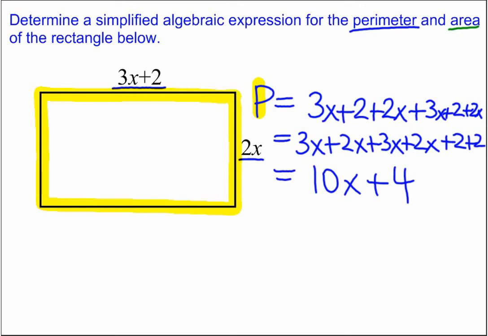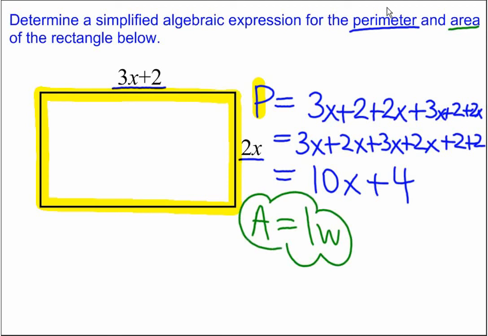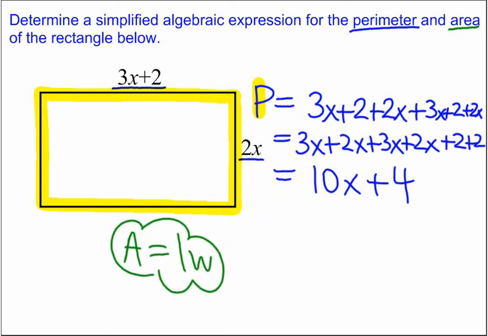Let's move on to the area now, and we're going to do that in green. So now, if you ask yourself, how do you find the area of a rectangle? Hey, there is a formula that we have to use for that. It's length times width. So I'm just going to write that down. I'm going to put it in a little fluffy cloud, but then I'm going to move it out of the way here. It gives us something to think about. Now if I asked you, what is the length and what is the width of this rectangle? Well, you could say that the length is 3x plus 2, and you could say that the width is 2x.